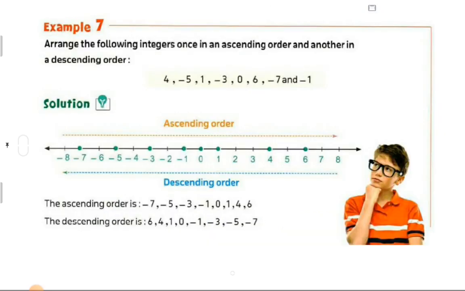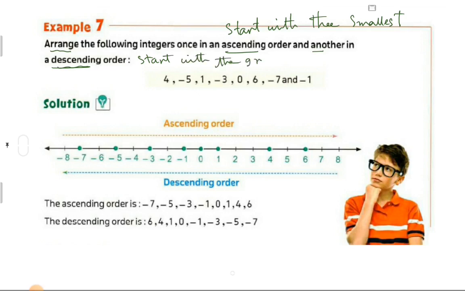Example number 7. Arrange the following integers, once ascending, another descending. Ascending starts with the smallest one. Descending starts with the greatest one.